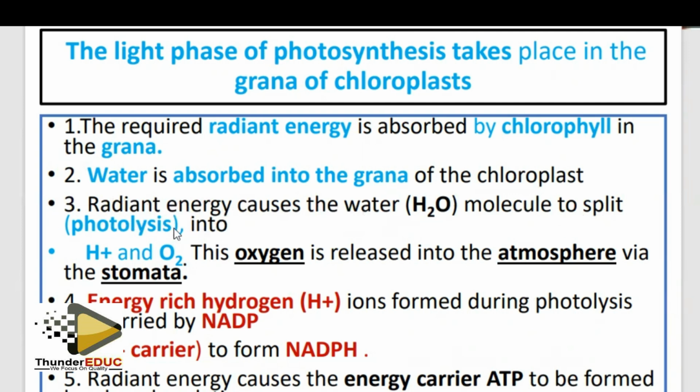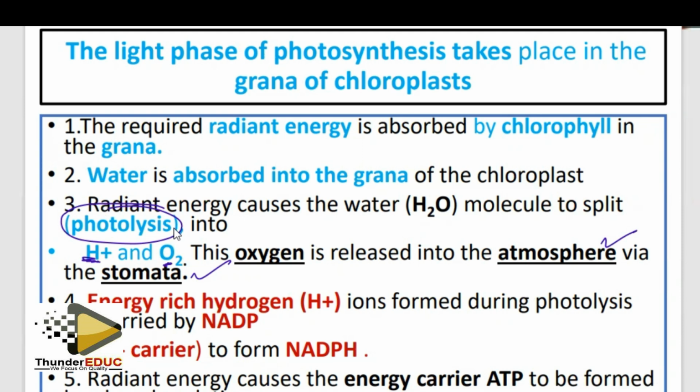We call it what? Photolysis. And then now you produce hydrogen ion plus oxygen. Oxygen will move out of the leaf, and then it's being released. This oxygen is then released into the atmosphere. Yes, we have seen it via those holes below the leaf, most of them being below the leaf, which you call the stomata.